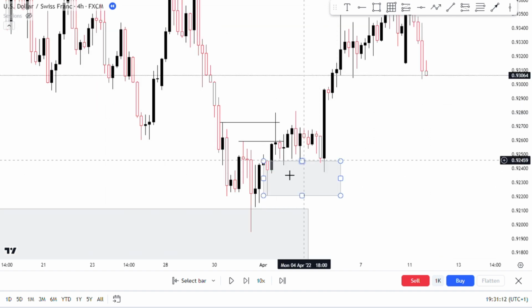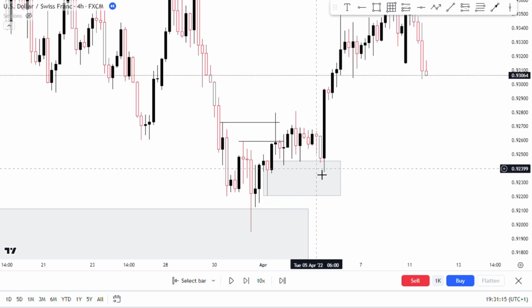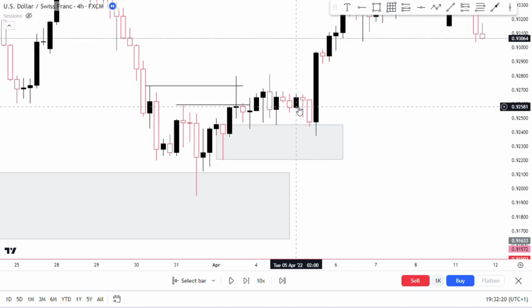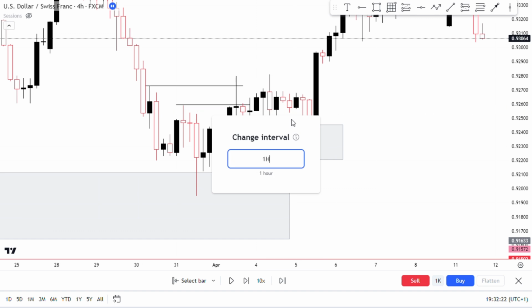And also you can go down to the lower time frame. If this order block is very big, it's just the same principle that works, you understand? So let's just go down to the lower time frame. So let's just check this 4 hour time frame. Let's check 1 hour time frame.